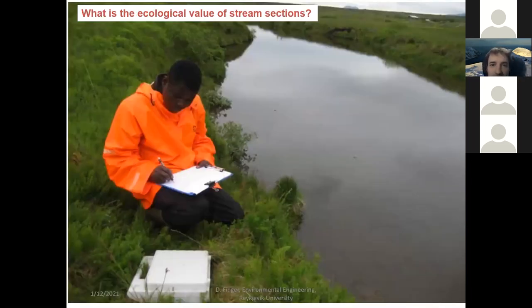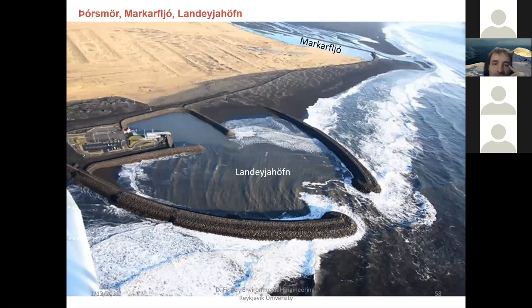Yeah, so here we have a student investigating the ecological status of the river. Also, what you have, if you build up the forests, you reduce the erosion. And this can be interesting for example, here you have the harbor of the ferry ship that goes to the Westman Islands, where a lot of sediments are being spilled into the harbor. And if you were to reduce the erosion from the areas, you could build up the forestation and reduce erosion rates in rivers downstream.